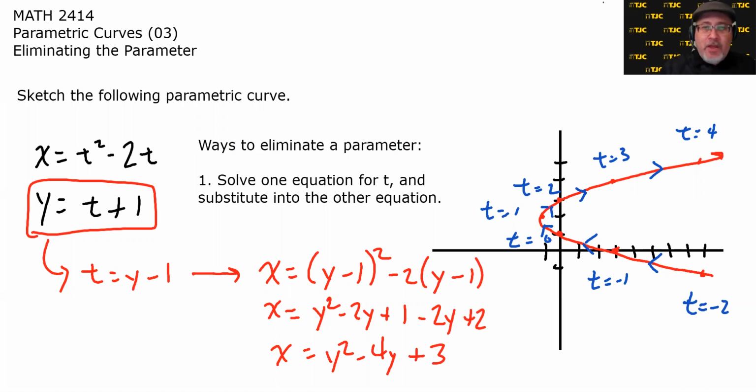Granted, x is a function of y, not vice versa. That's why the parabola opens to the right instead of opening up or down. So that's one way to eliminate a parameter, is to solve for the parameter and then substitute into the other equation. Maybe clean it up a little bit like we did here. But this does justify that our parametric curve is indeed a parabola. There are other parametric equations where this is not the most efficient approach. As we run across them, I'll be sure to add them to our list of ways to eliminate a parameter.